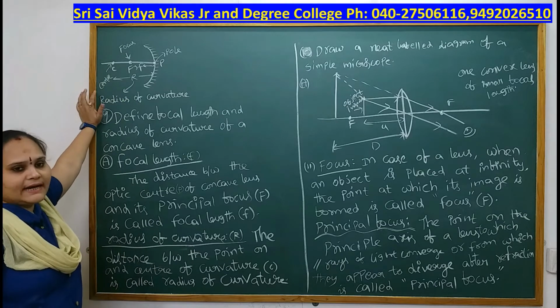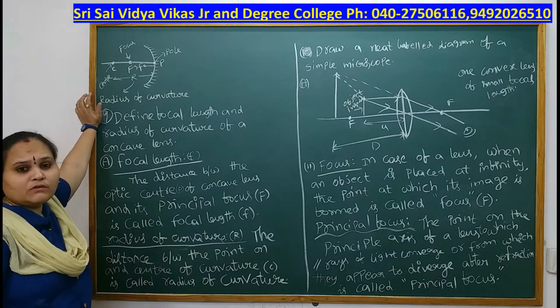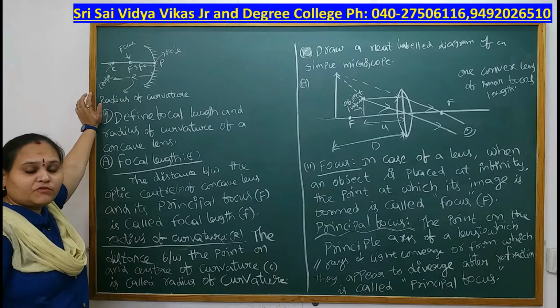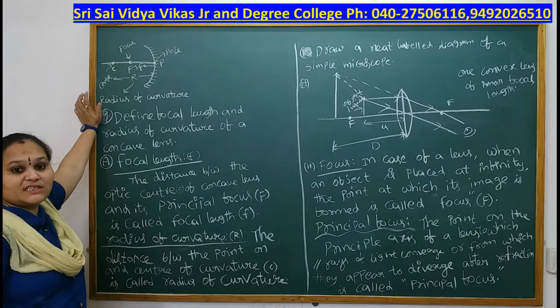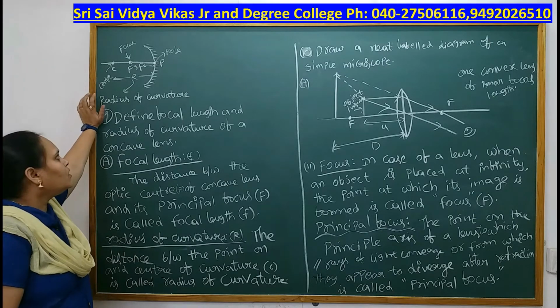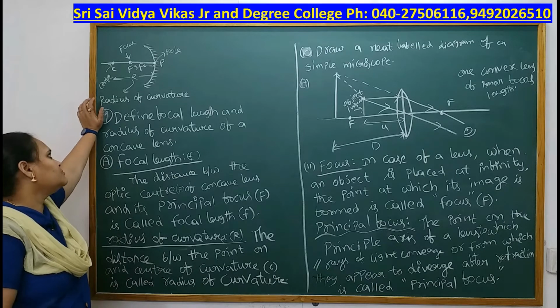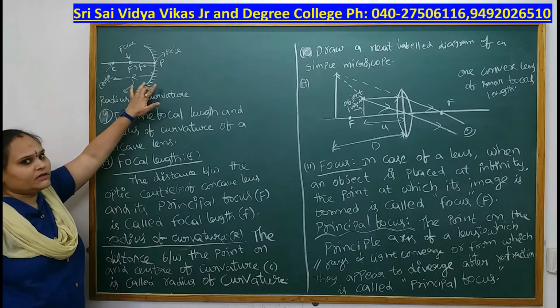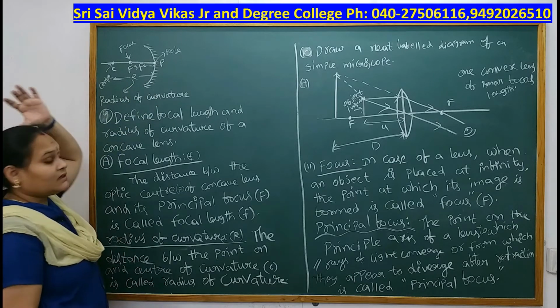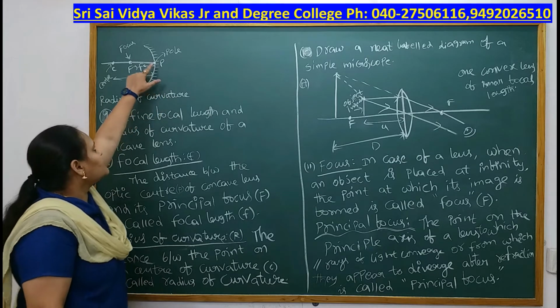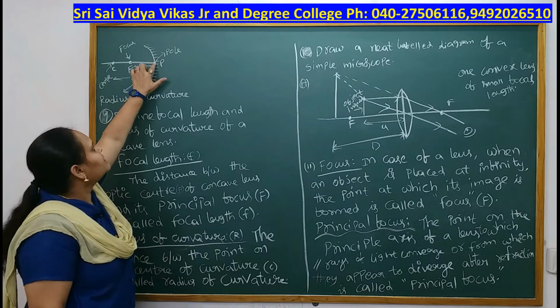First, we are observing a diagram here. In this diagram we are observing the pole, the focus, the focal length, the center of curvature, and the radius of curvature. This is our concave mirror, so this is the arc of the concave mirror. This is the center of the arc. This is nothing but the pole.